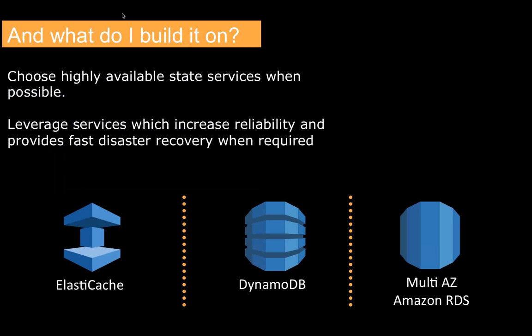So what do you build your state component on? Well, the answer is you want to choose as highly available a service as possible that will allow you to have increased reliability and very quick recoverability. So we're going to walk through three options. These are not the only options, they're just some fundamental options that you can think about. One is Elasticache, one is DynamoDB, and one is Amazon RDS with multiple AZ.